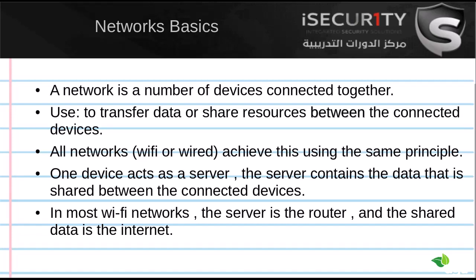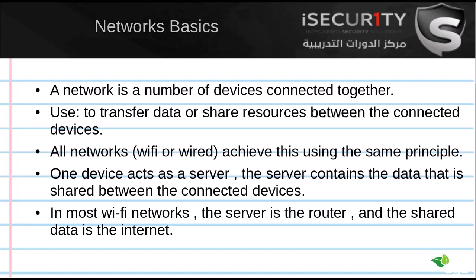It can be, for example, your home network. Usually you use it to just access the internet, which you can look at as a resource or as a source of data. So all networks, Wi-Fi or wired, achieve this sharing of data using the same principle. And that principle is, you need a device that acts as a server, and then all devices communicate with the server. So the server has access to the resource, and all the other devices on the network that are connected to this server, obviously, can access the data from the server.